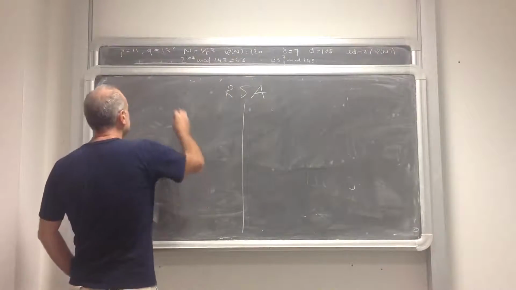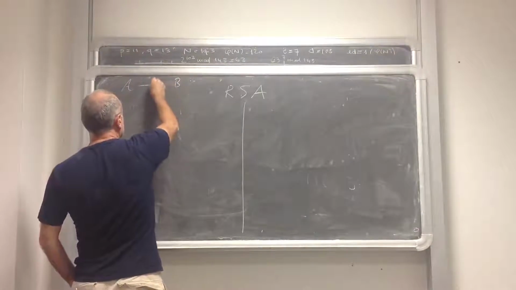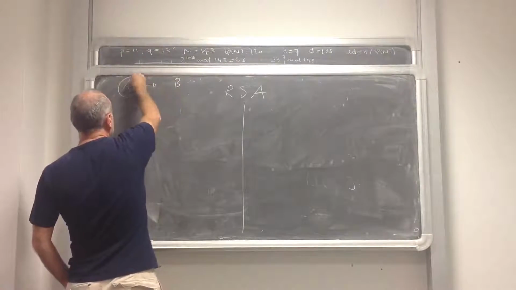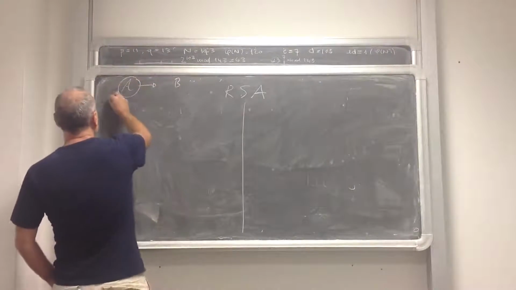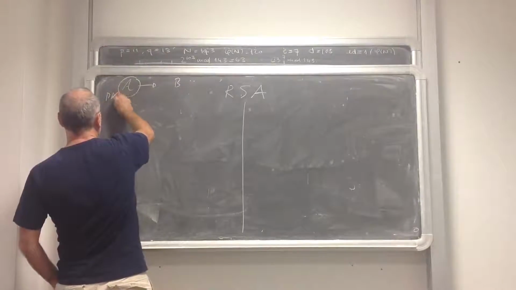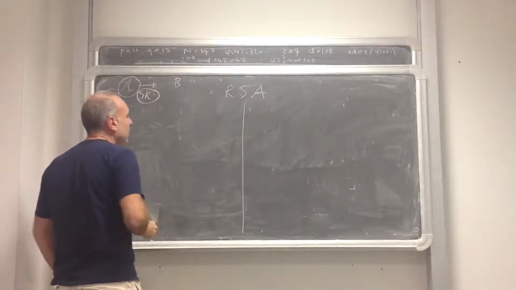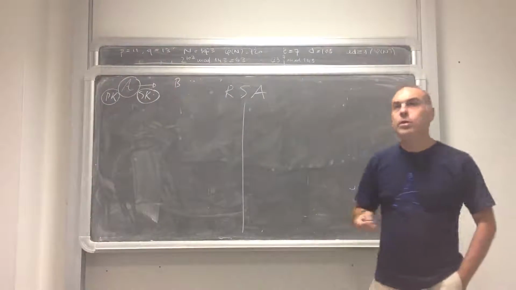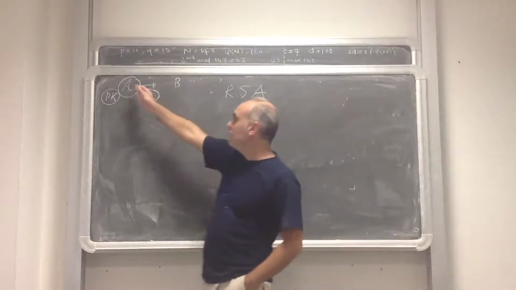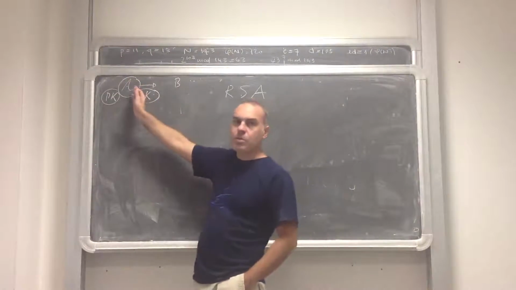So we have Alice and his friend Bob. Now we want to use RSA on Alice. Alice has a public key and a secret key. And Bob, it doesn't matter. Bob will use the public key of Alice. It's public, everybody knows it.